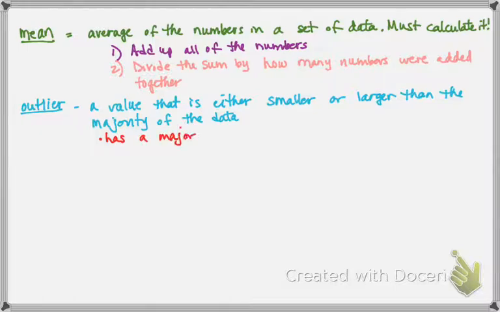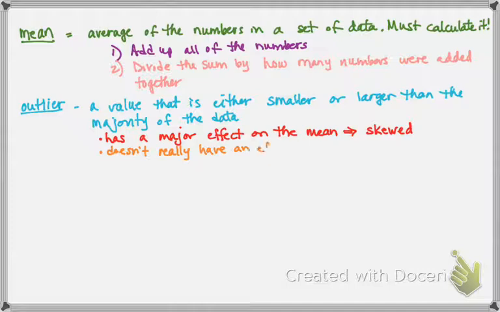It has a major effect on the mean. And in fact, that effect, we call it, is being skewed. You can either be skewed positively or negatively, to the left or to the right. People describe that skewing as a tail. Okay, these are all things that you'll learn more about in subsequent years. Okay. Now, the interesting thing is the outlier doesn't really affect the median that much. That's why people like using the median. Doesn't really have an effect on mode or median.